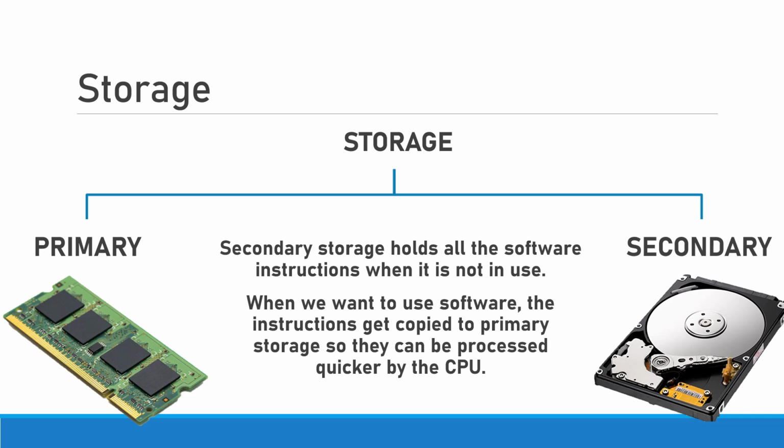Secondary storage holds all the software and instructions when the computer's turned off, right? It can't be in primary storage because it's volatile. What happens is when we double click on a piece of software, like Microsoft Edge or Teams or whatever, the instructions for it move from secondary storage to primary storage. And that is where the CPU fetches those instructions from.